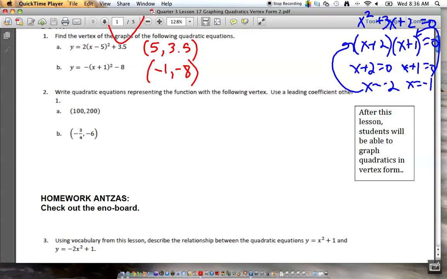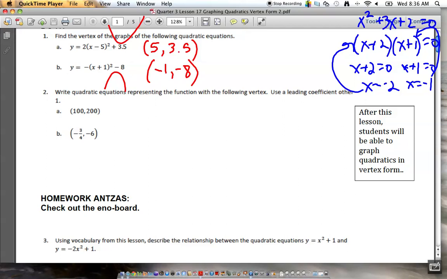Would this parabola be a smiley face parabola or a frown face parabola? Smiley, right? Because it's a positive in front. Will it be a little skinnier than normal or a little fatter than normal or normal? Skinnier. Next one. Smiley face, frowny face. Frowny face. Will it be skinnier, normal, fatter, wider? What do you think? Be normal, just upside down normal.